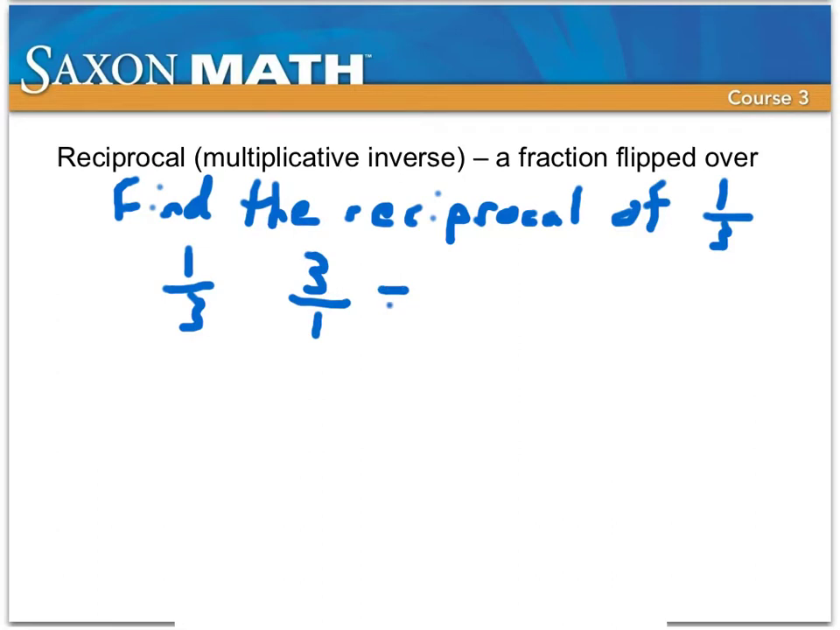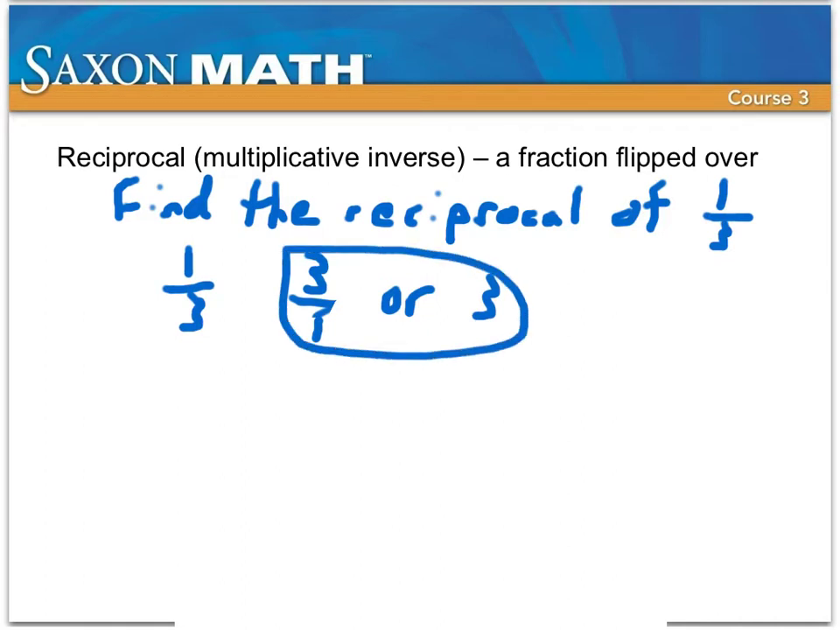Or, okay, again, this should say 3/1, or 3. So it's that fraction flipped upside down.